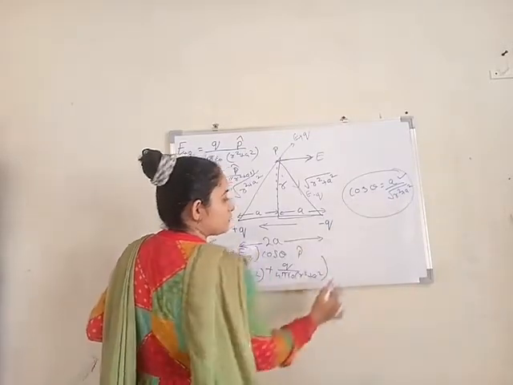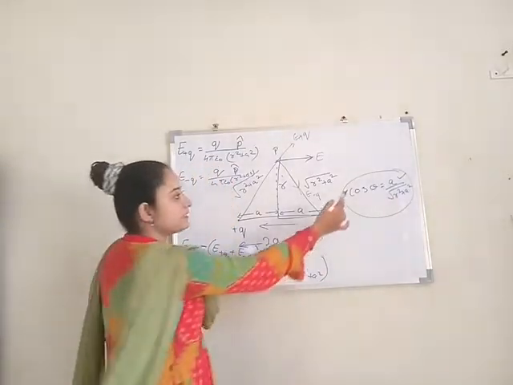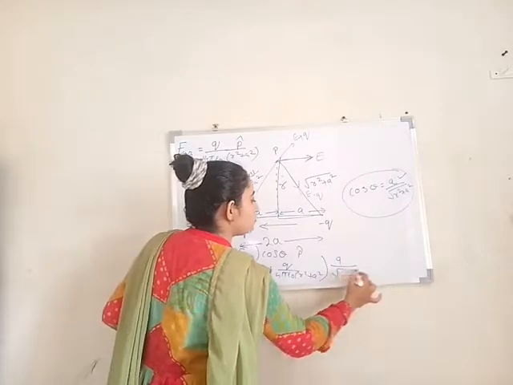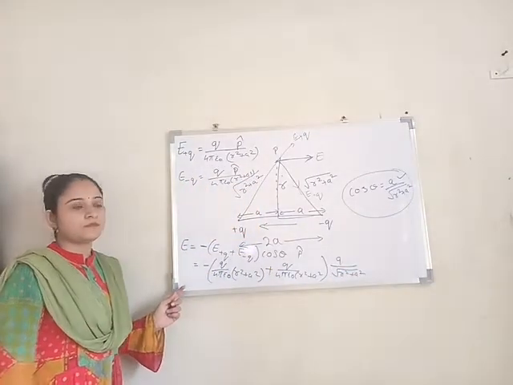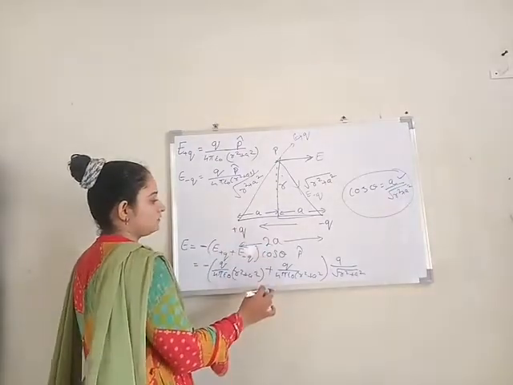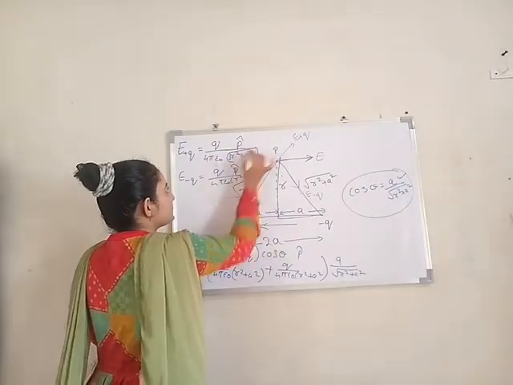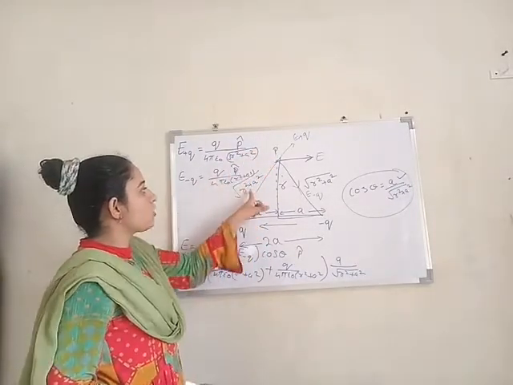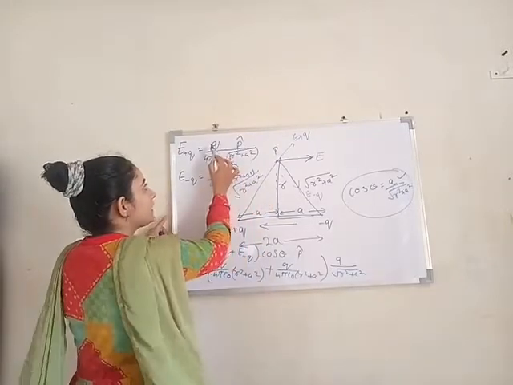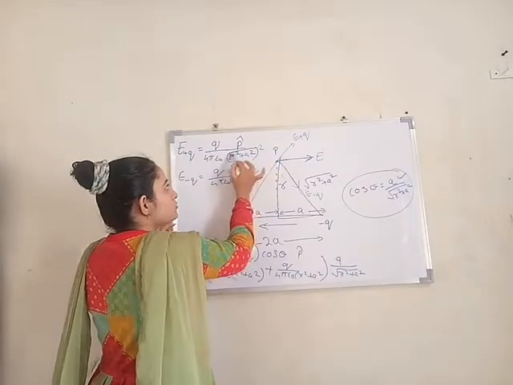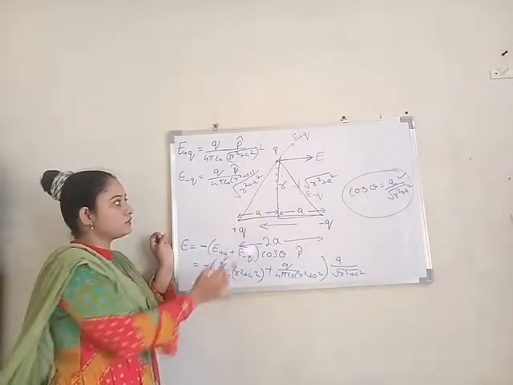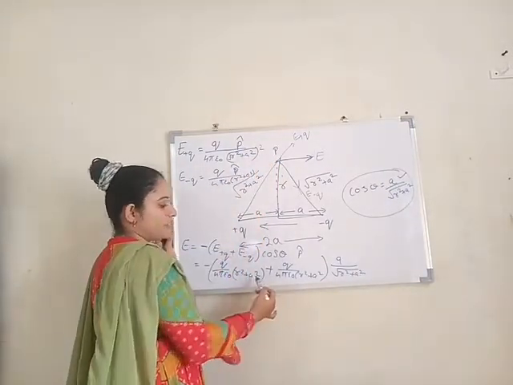Cos theta is a upon root of r square plus a square. Here you know r is root of r square plus a square, and kq by r square. So the root and square cancel out and we get r square plus a square.